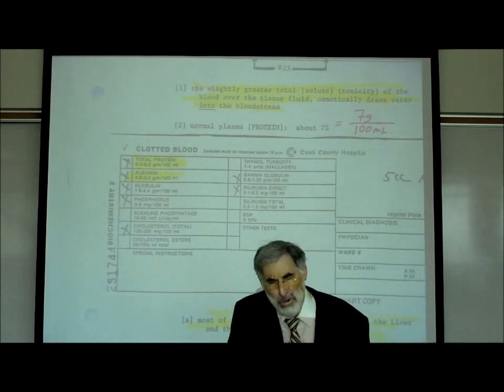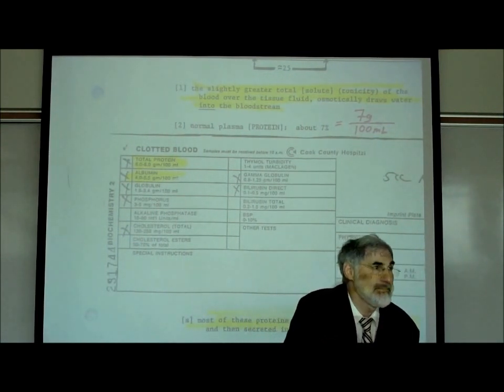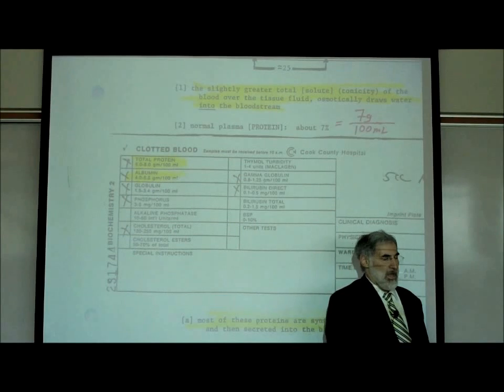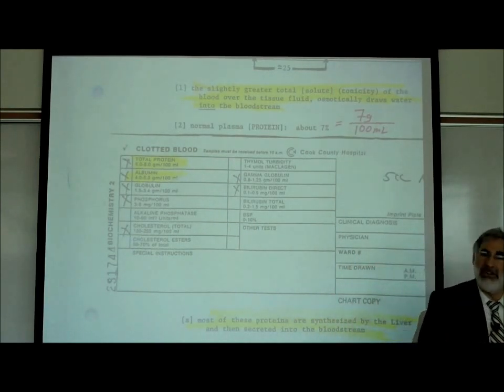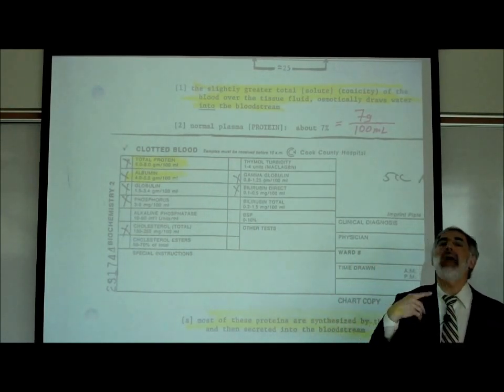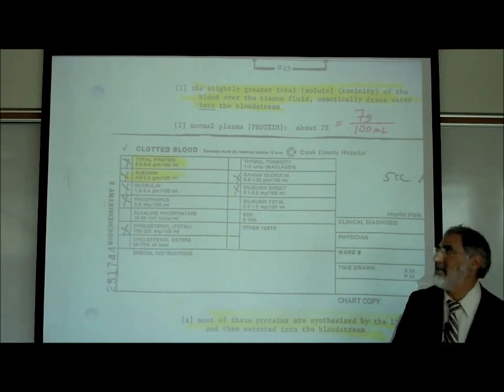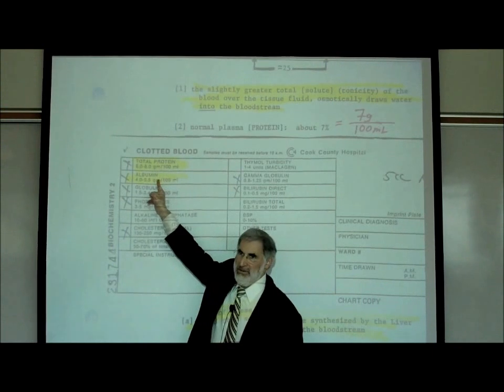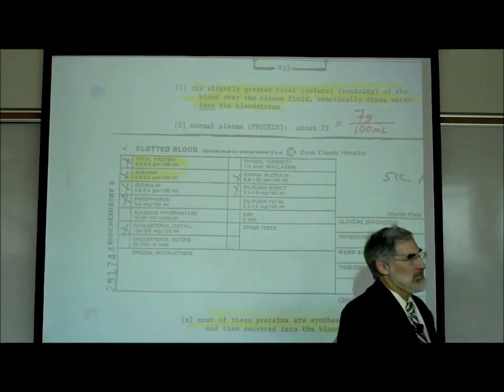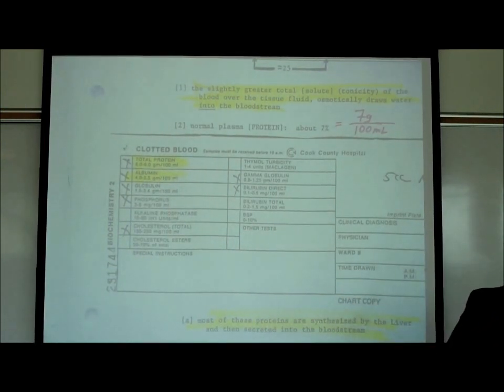Where are most of these proteins in our blood made? They're made in our liver. The liver produces a number of different proteins. The major protein that it produces and secretes into the bloodstream is albumin. We mentioned that last class meeting. You'd say, I don't think so.